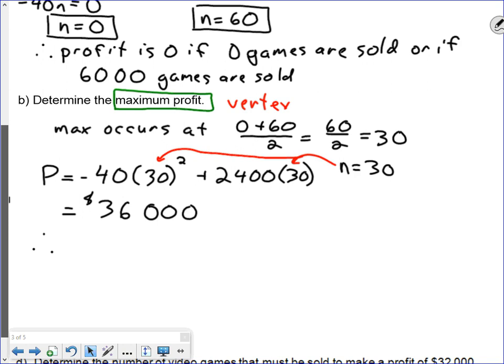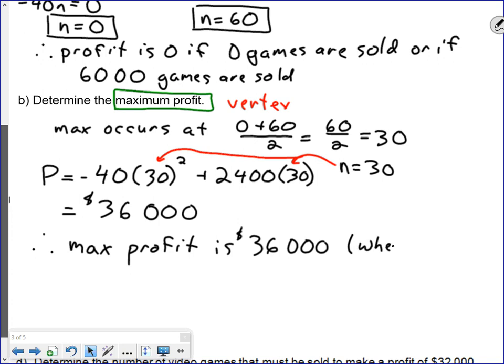So we can say, therefore, the max profit is $36,000. Now, they don't ask us this, but we could also say when 30 games are sold, 30,000 games are sold.